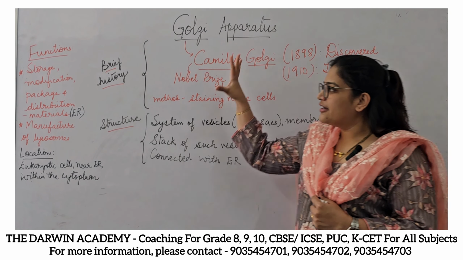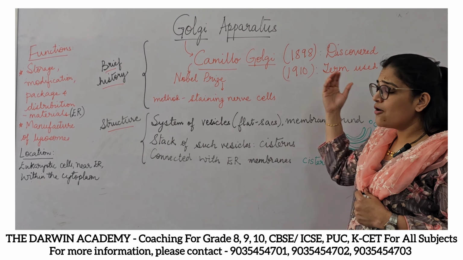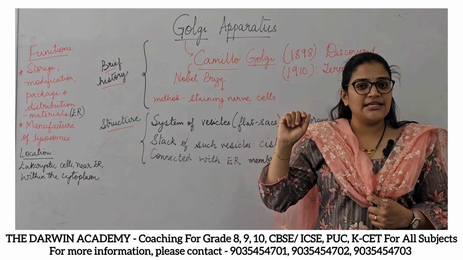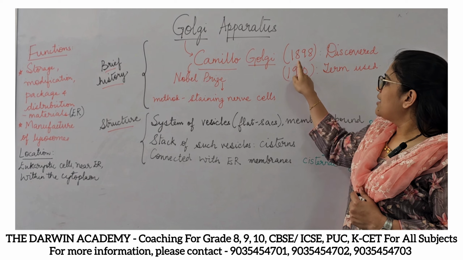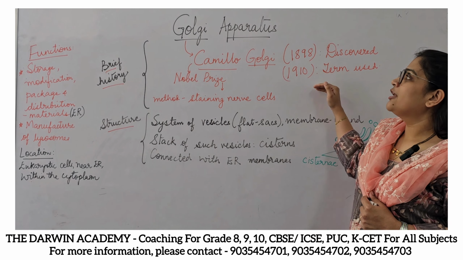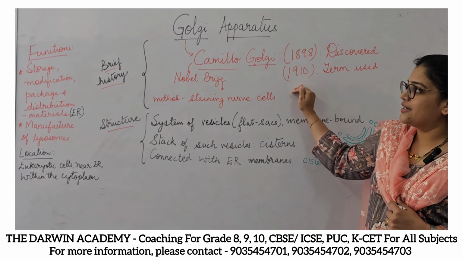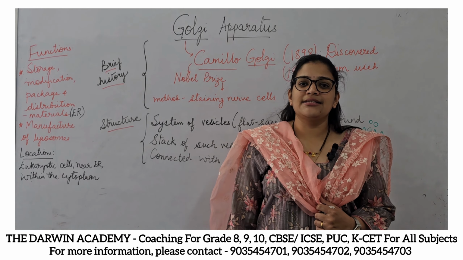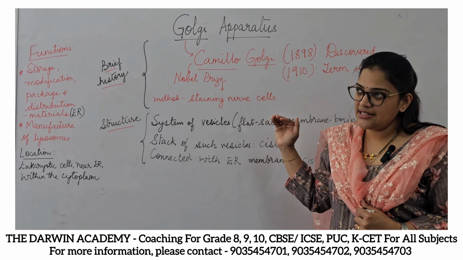Let me quickly repeat a few important points about the brief history and who discovered it. The Golgi apparatus is the cell organelle that we are going to discuss today. It was discovered in 1898 by Camillo Golgi. The term Golgi apparatus was being used from 1910 onwards. Camillo Golgi won the Nobel Prize along with another scientist for his method of staining the nerve cells.